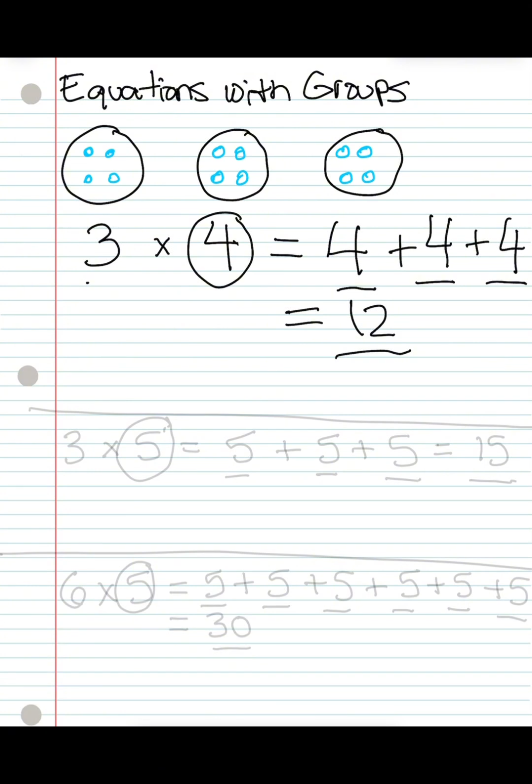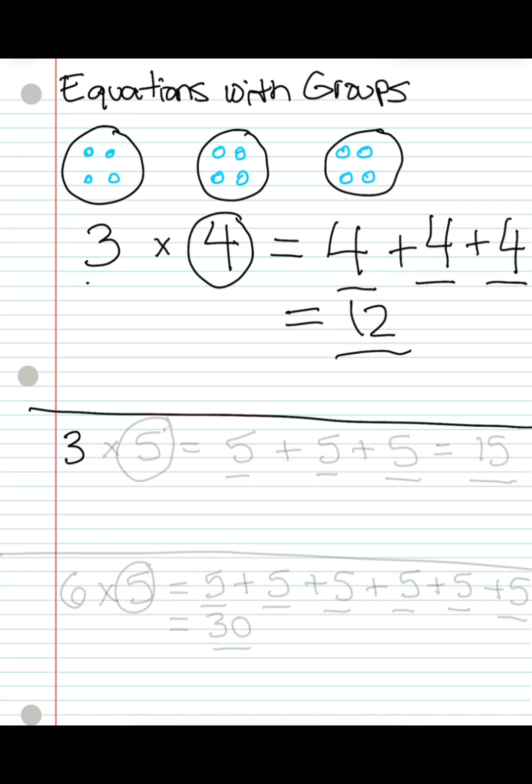Let's do a couple more problems like this. 3 times 5 equals 5 plus 5 plus 5 equals 15. And you can circle the number of the items in the group. And we know that 3 times 5, we have 3 groups of 5. So we have one group of 5 plus another group of 5 plus another group of 5. And if we add that together, we get 15.